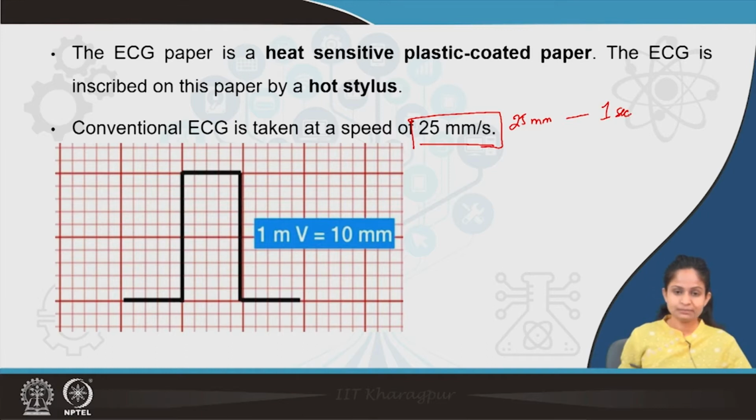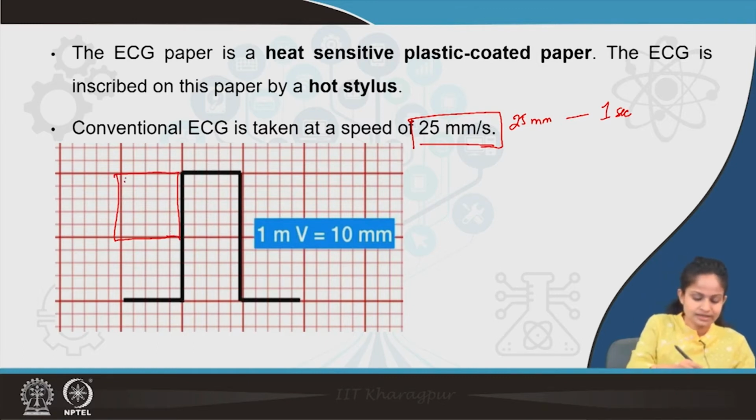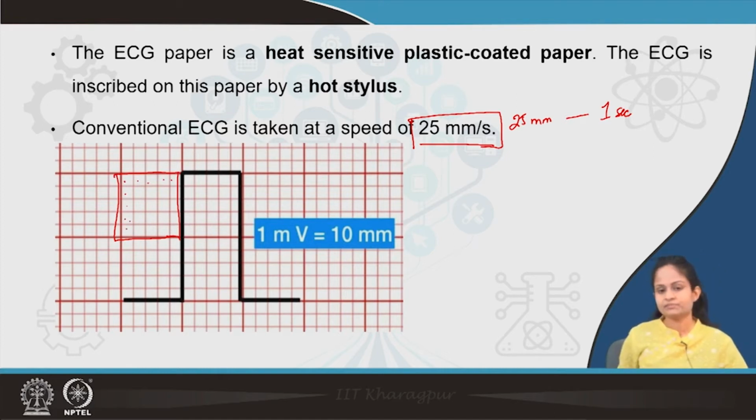Now, we get to see the number of boxes. This is the large box, or large square. It consists of 5 into 5, that means 1, 2, 3, 4, 5, 1, 2, 3, 4, 5, which is 25 small squares also. So, one large square consists of 25 small squares.